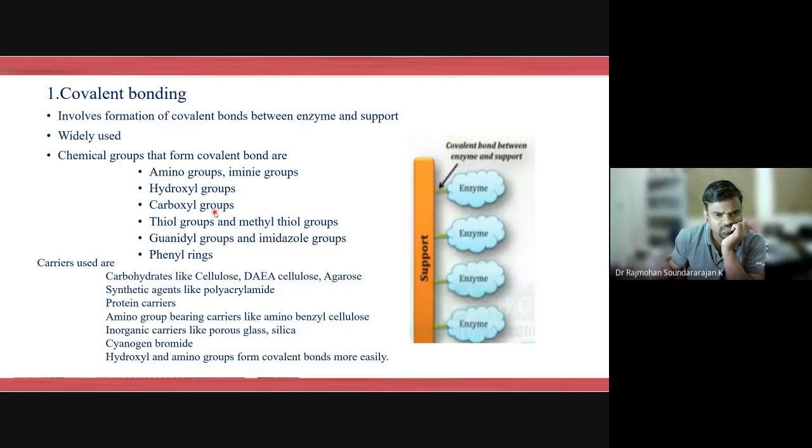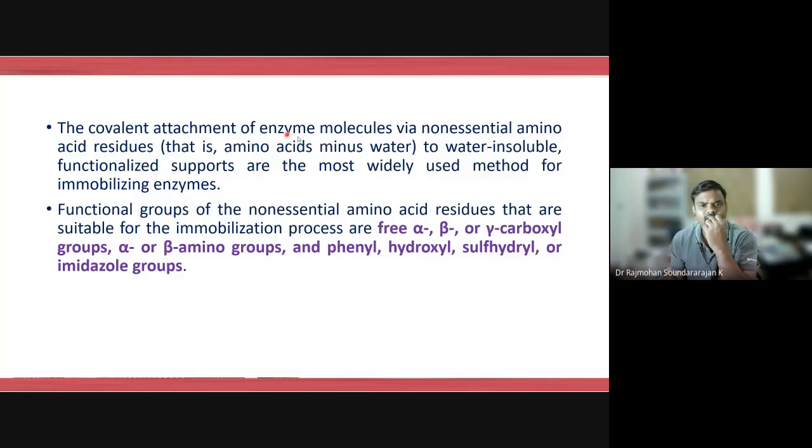Looking at the carriers used, carbohydrates like cellulose, agarose, protein carriers, cyanogen bromide, and hydroxyl amino groups all form covalent bonds easily. These materials are called carriers for forming the bond. Under this medium, we are able to attach the enzymes to the support. This is the covalent attachment of enzyme molecules via non-essential amino acid residues, that is, amino acids not involved in activity, to a water insoluble functionalized support.